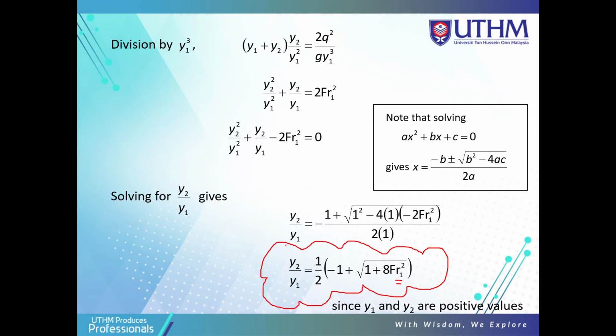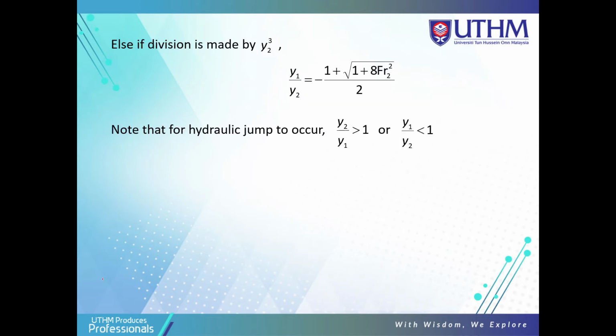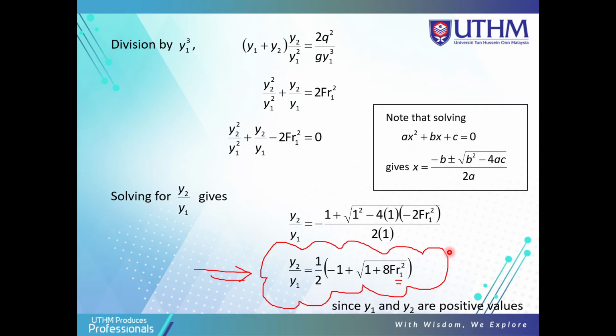Just look at this part of the conjugate depth. This is called the conjugate depth. If we use y1 over y2 here, the Froude number is 2 here. Else, if division is made by y2 to the power of 3, then y2 is part here. For y1 over y2, the Froude number is 2 here. So you just change the Froude number here. Actually, the real conjugate depth equation is this one.